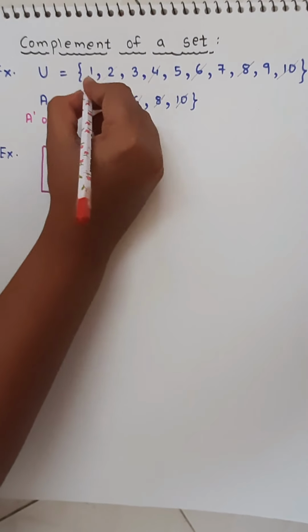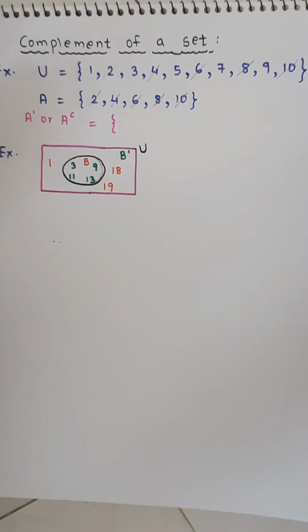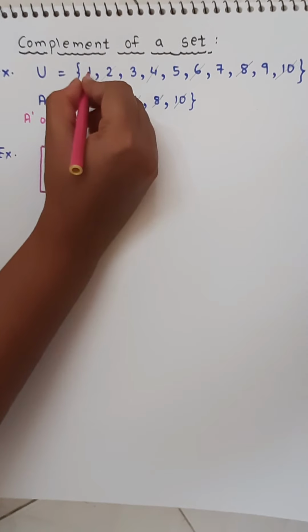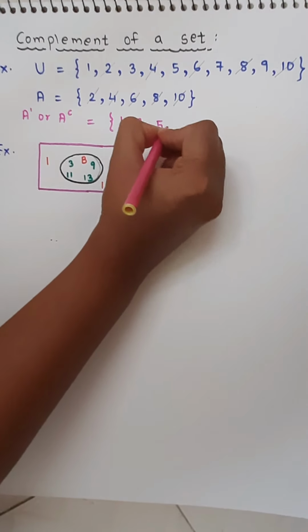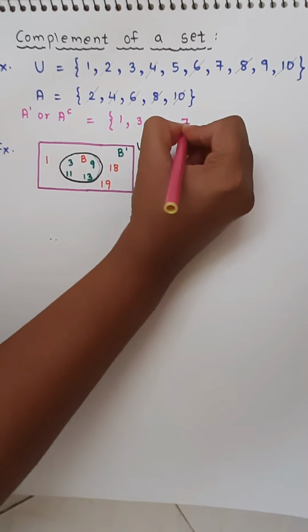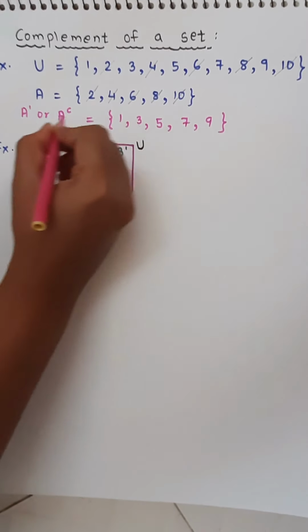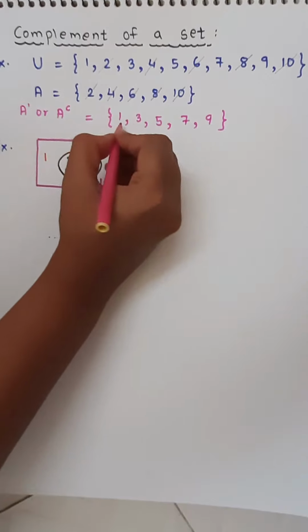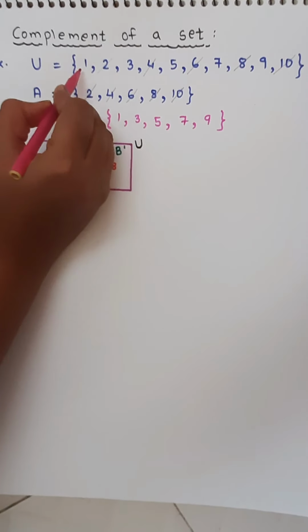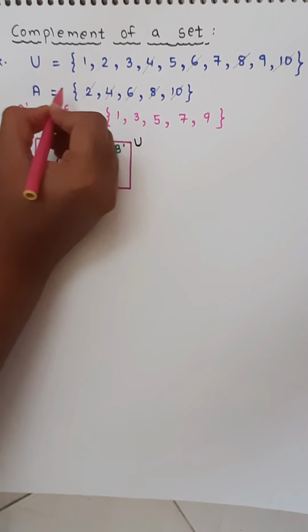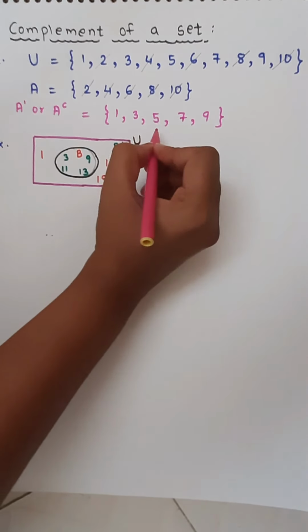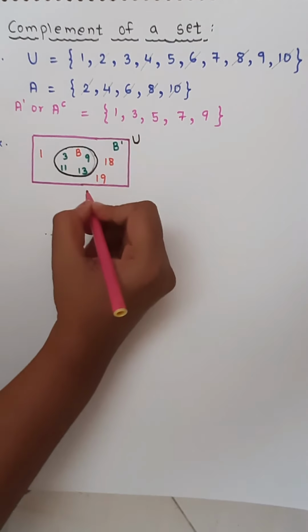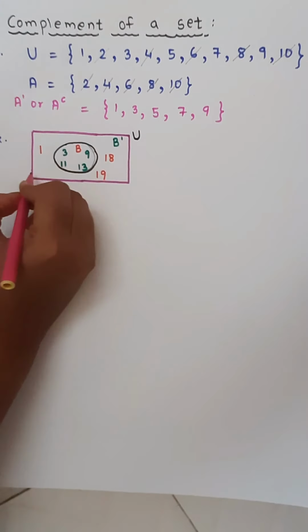Now whatever is remaining in the universal set, that is A complement. So what is remaining? 1, 3, 5, 7 and 9. So A complement means all those elements which are included in the universal set but are not in A. That is called A complement. Let's see another example.